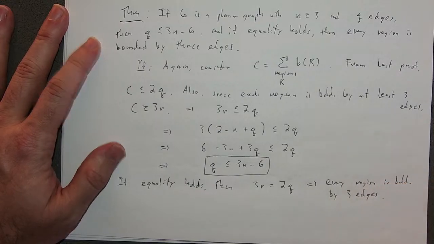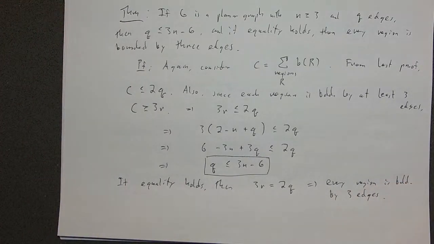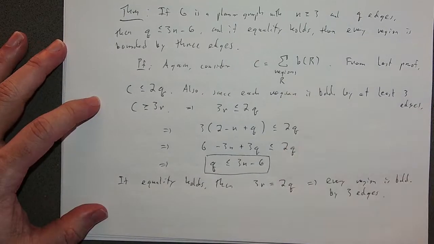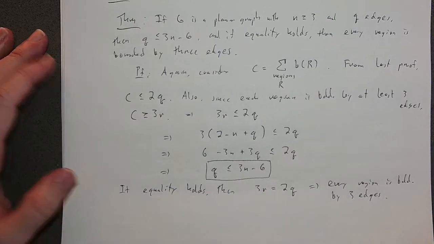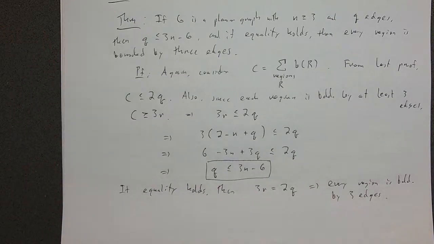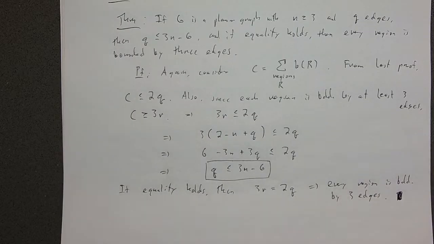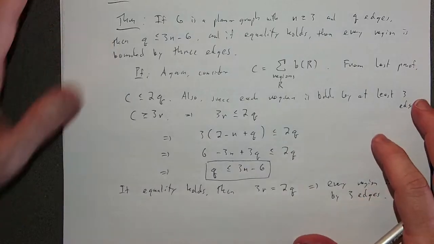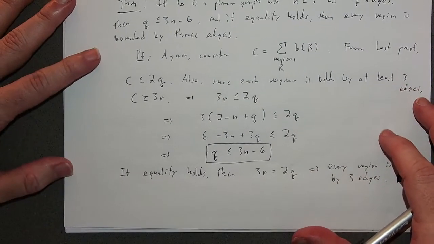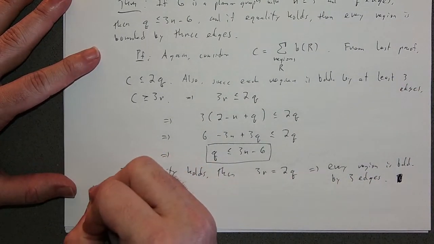So instead of being bounded by at least 3 edges, it's bounded by exactly 3 edges. Okay, because, again, of this relationship to the sum of the bound degree. So that's it. That's exactly the theorem. And I want to use this theorem to prove the next theorem, which is, maybe I should put it on a different page. So, theorem.